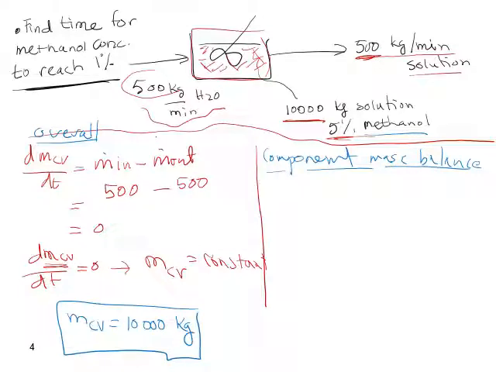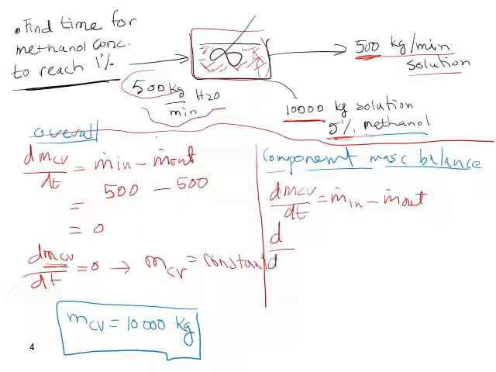Okay, so again I will write the same equation. I will say dm_CV/dt equals m_in minus m_out. But now I'm talking about methanol. I'm not talking about, for example, the solution. I'm just talking about methanol. So I have to change this equation into an equation for methanol.